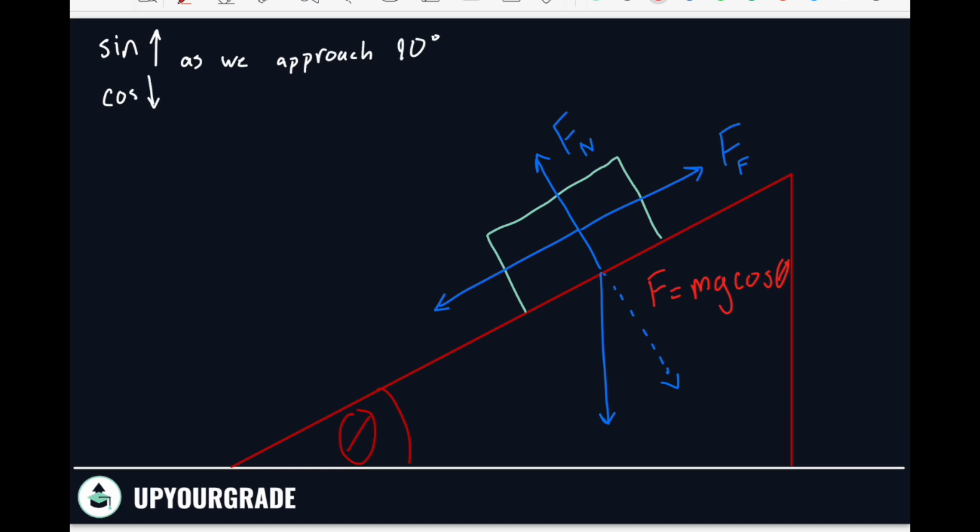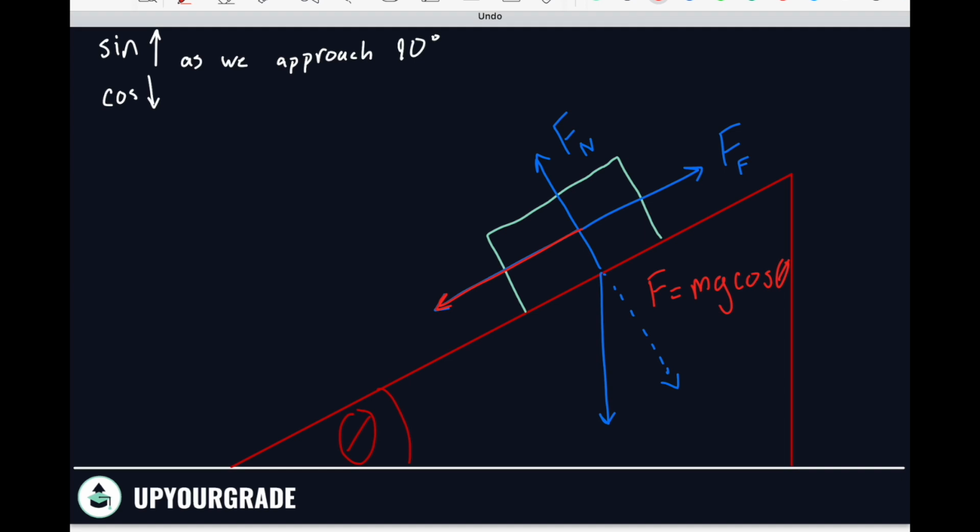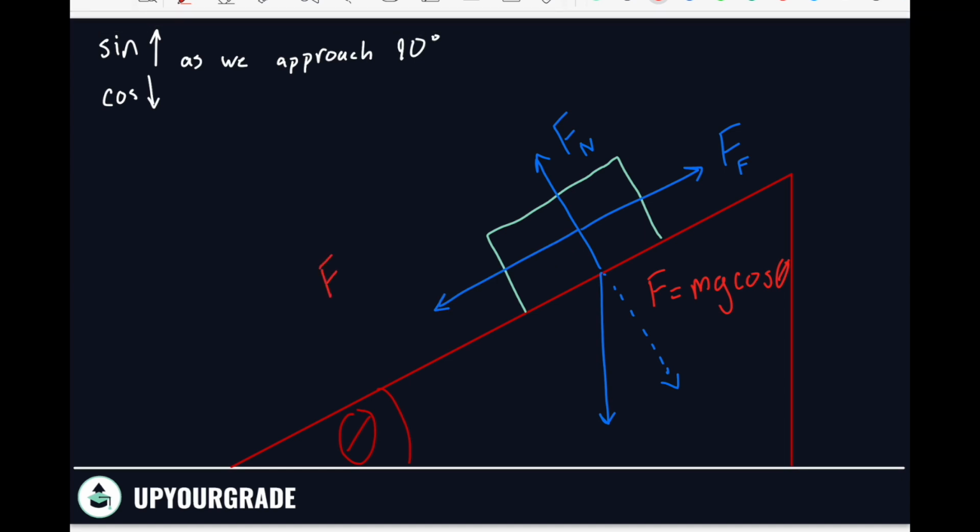But in the opposite way, for the component of gravity that's pushing the box downward along the plane, we're going to use F is equal to mg sine of theta.